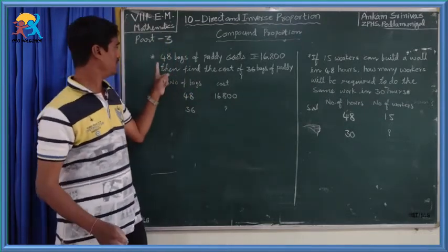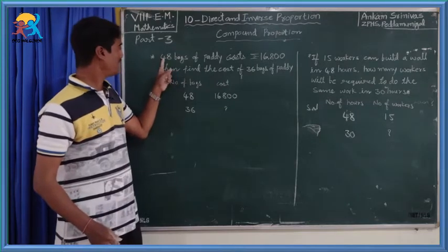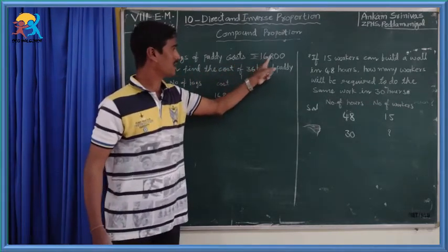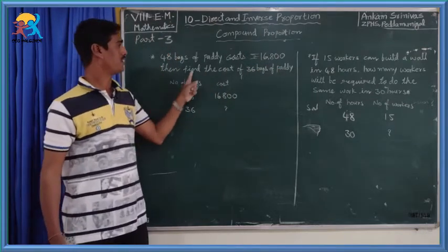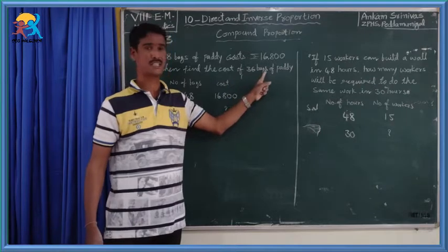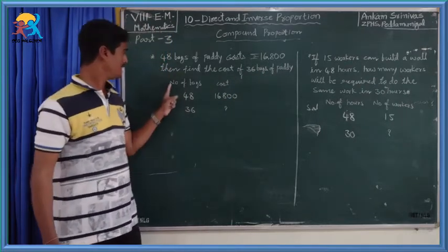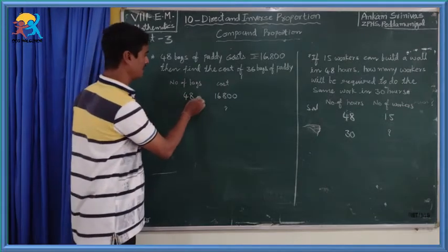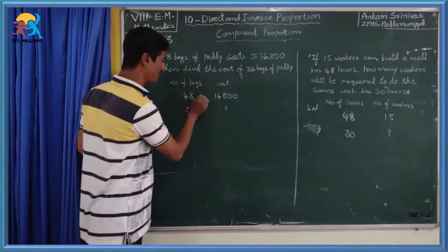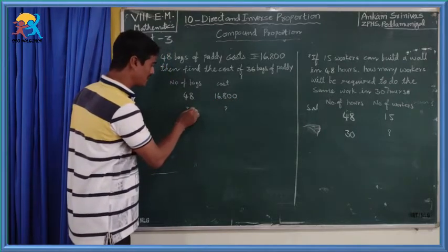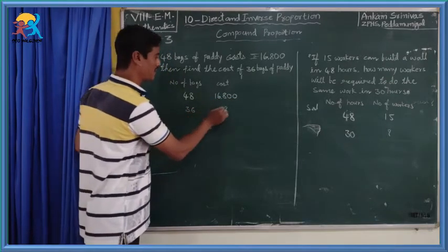Let's take one problem. 48 bags of paddy cost 16,800. Then find the cost of 36 bags of paddy. The number of bags is 48, and the cost of 48 bags is 16,800. What is the cost of 36 bags of paddy?